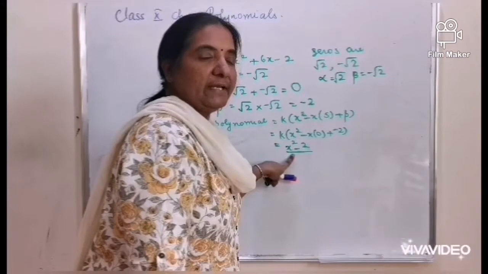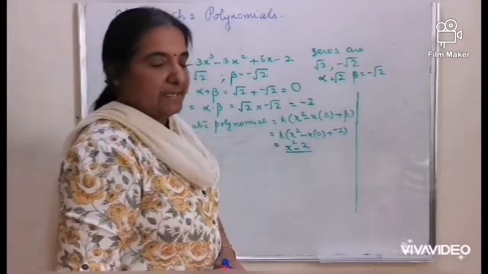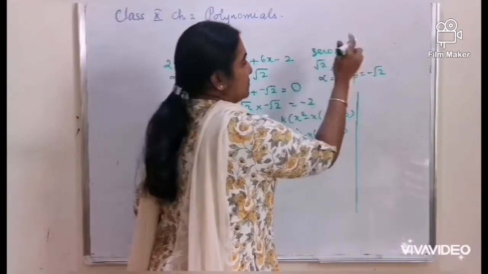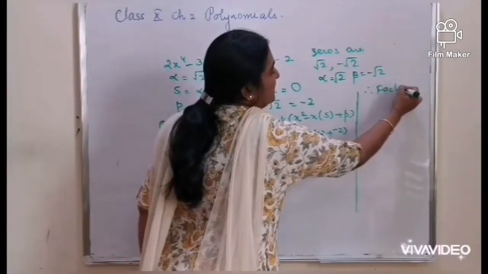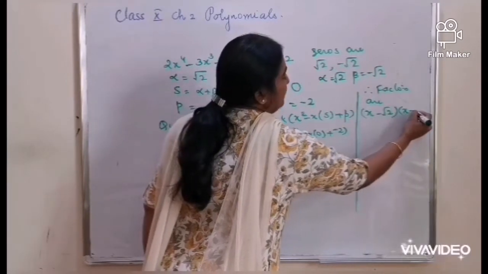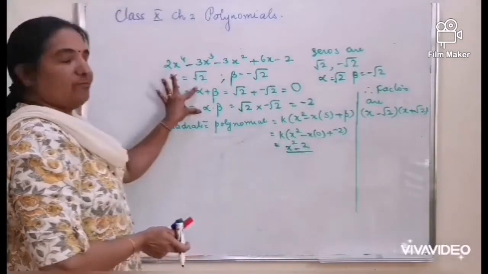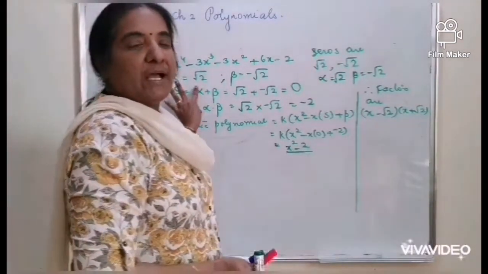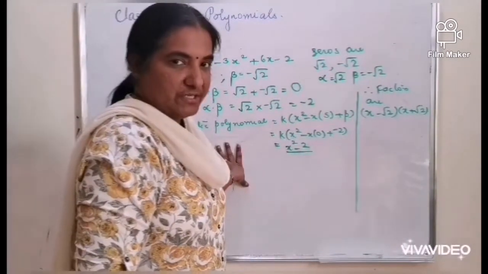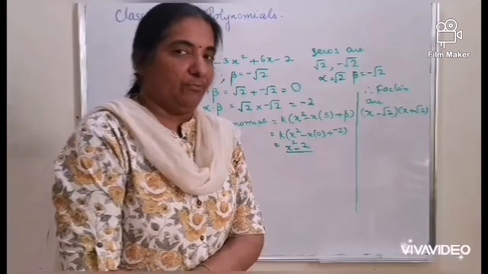The same x square minus 2 can also be obtained by the method I am telling you. The zeros are square root 2 and minus square root 2. Therefore, the factors are x minus square root 2 and x plus square root 2. But the method we adopted here will be easy for you, as you have already worked out the previous exercise, the types of questions based on the zeros given and getting the quadratic polynomial.